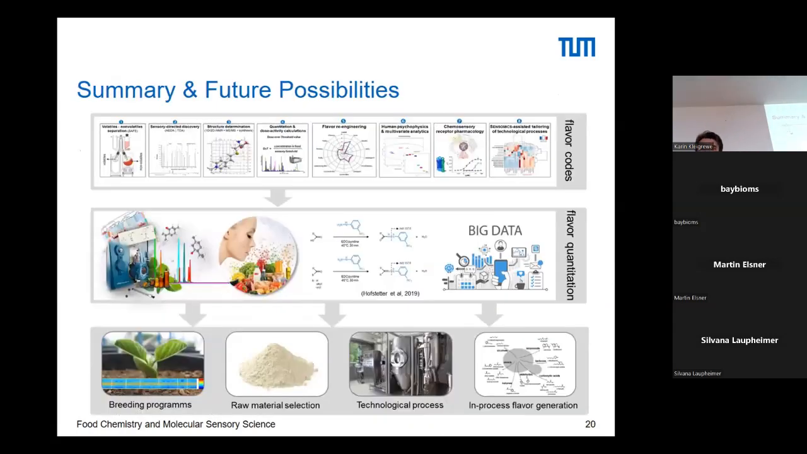So to sum my presentation briefly up, with the help of the Sensomics concept, we could decode the aroma of pea protein. But Sensomics also helped, for sure, to decode other flavor, taste, and aroma of foods. But the novel aspect was that with the help of these unified flavor quantitation methods, we could really speed up the Sensomics decoding and therefore generate big data. And with this big data, we can, in the end, optimize breeding programs, select the right raw materials, optimize technological processes as well, and in the end, optimize the flavor of different foods.